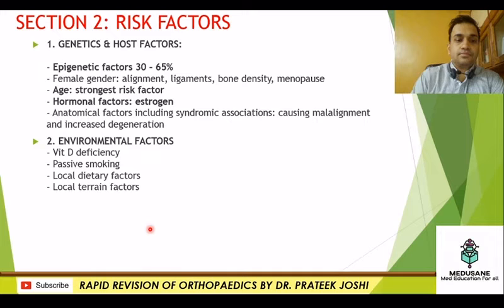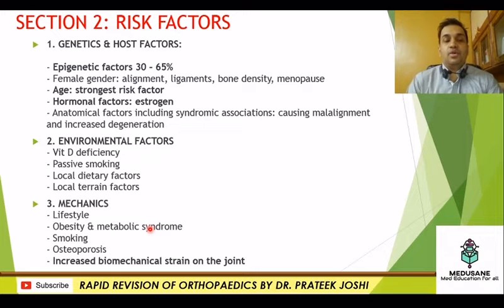Moving on, biomechanics in terms of lifestyle, obesity, metabolic syndrome, smoking, osteoporosis, and any other factor which leads to increased biomechanical strain on the joint will pose a risk to osteoarthritis, especially of the knee. Now, the reason why I keep mentioning knee is what we have covered in the first slide, that is grossly the most common joint to be involved in osteoarthritis is the knee.